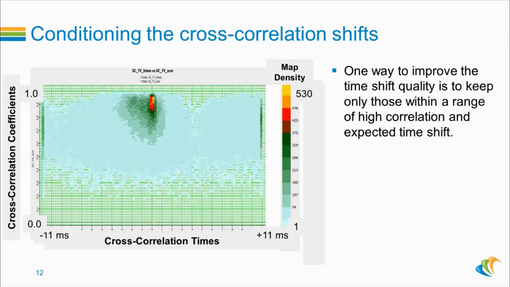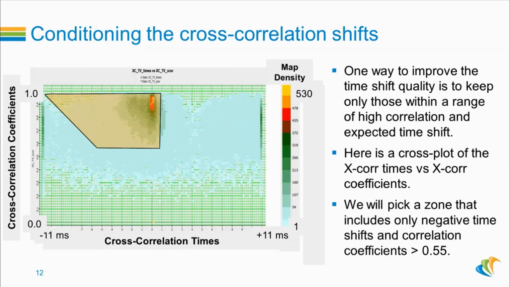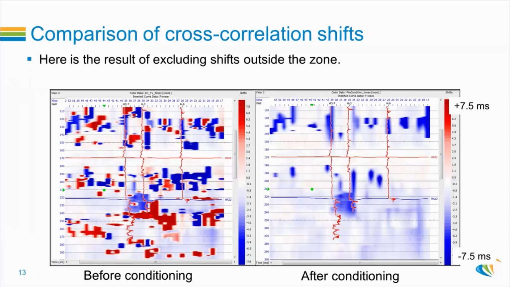Now, one way to improve the time shift quality is to keep only those time shifts within a range of high correlation and expected time shift. So here's a cross plot which shows cross-correlation times on the horizontal axis and cross-correlation coefficients on the vertical axis. So what we do is we pick a zone that includes only the negative time shifts, those are the ones we want to keep, and also the correlation coefficients greater than about 55%. So when we apply that, notice there's the time shifts before conditioning on the left and after conditioning on the right, and they're much smoother and of course less indication of those spurious positive time shifts.